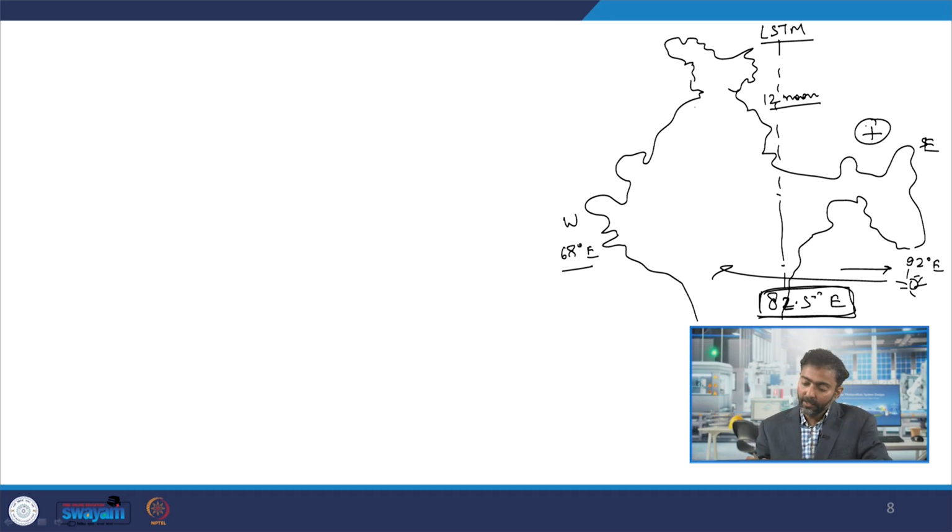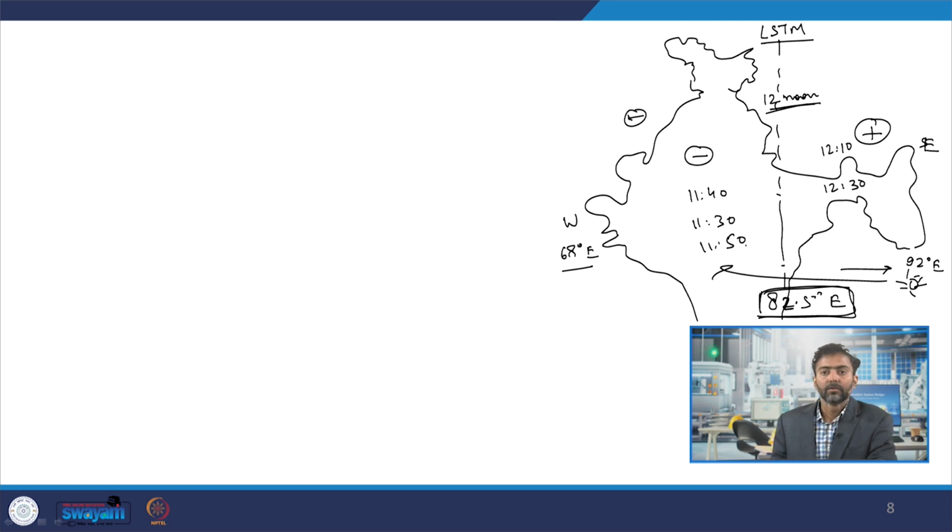Whereas in terms of solar time, the western part of the country will be behind. When your clock is showing 12 noon, the eastern portion might be at, let's say, 12:10 or 12:30 or whatever, whereas the western part might still be at 11:40 or 11:30 or 11:50, something like that. So there is a difference between the solar time and the clock time. Let's say I call this time with respect to the local standard time meridian as the local time.